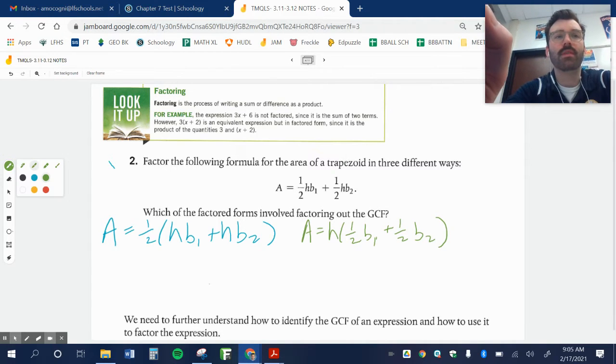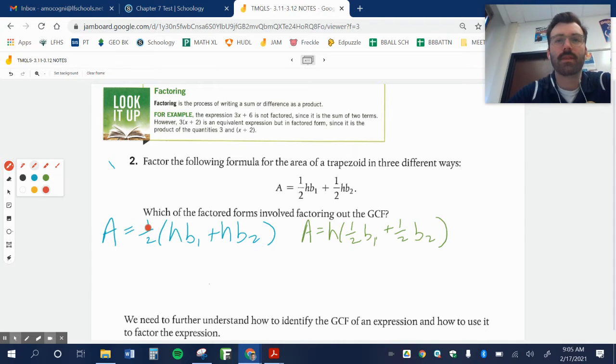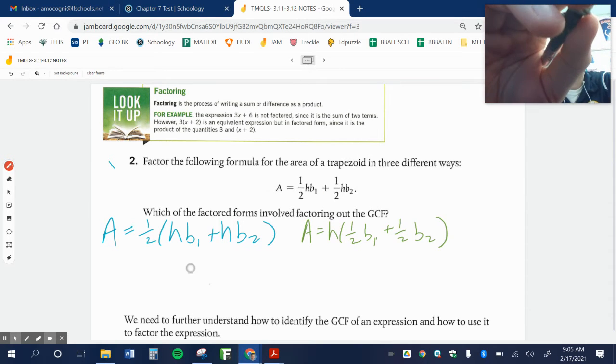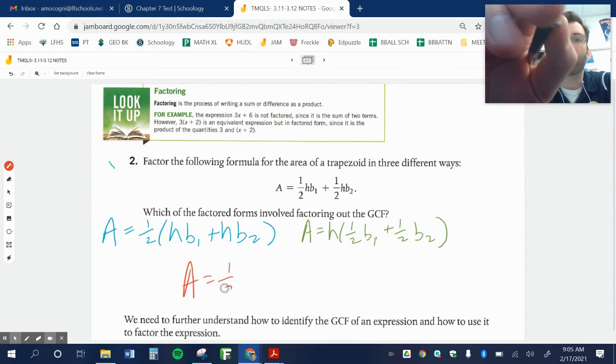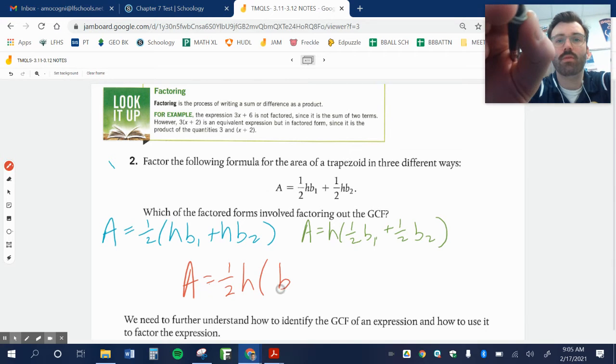The third way I could do this is by taking out both the 1/2 and the h, and saying 1/2 h and then b1 plus b2.